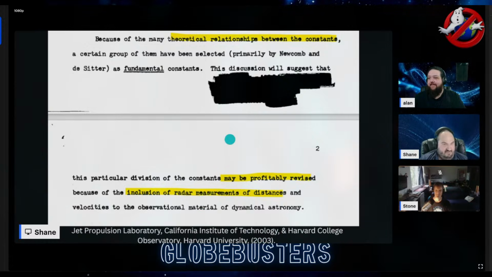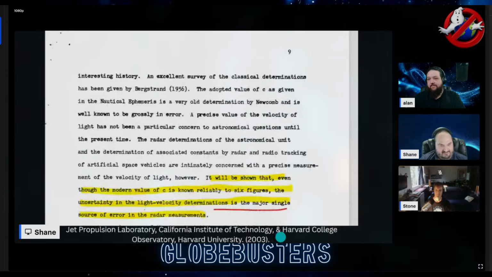He's also commenting that because they chose the constants, they may be profitably revised based on the inclusion of the radar measurement distances, saying, hey, I notice you boys are messing with radar distances to confirm these, and that there may be profitability if we revise them as well. Interesting.